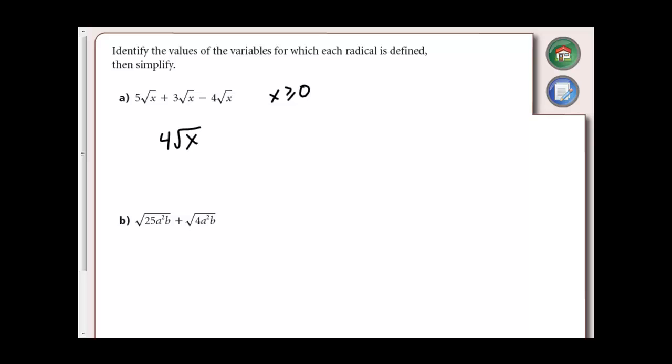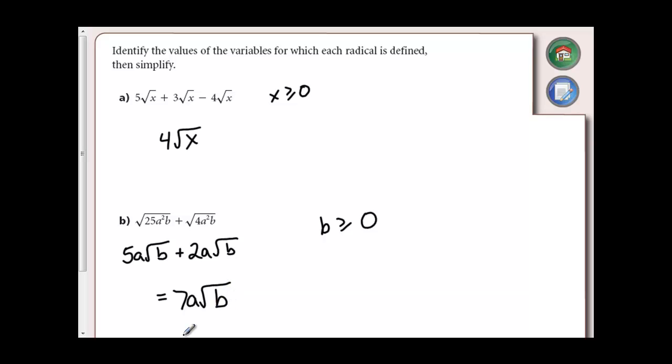Our final example, I just need to simplify here a little bit. Square root of 25 is 5, so I can pull that out. Square root of a squared is a, and I'm left with root b. I can do the same thing on this side. Square root of 4 is 2. Square root of a squared is just a. And I get root b. Now I do have to indicate that b must be greater than or equal to 0, because b cannot be a negative number. And I'm going to combine my like terms. So I've got 5a and 2a is going to give me 7a root b as my final answer.